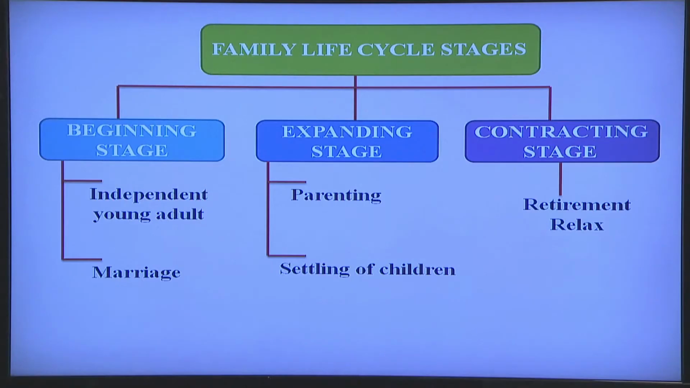There are three life stages: beginning stage, expanding stage, and contracting stage. In beginning stage, the independent young adults are there. They start their adult life. They marry, marriage is one of the main characteristics of the beginning stage, and there are various activities within the marriage. It is a very intimate relationship.